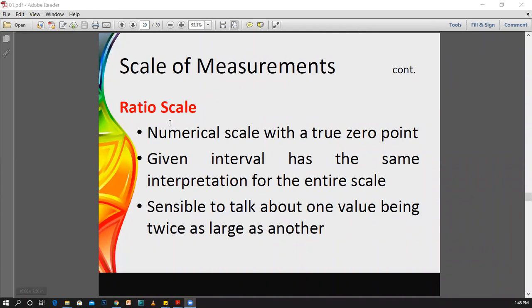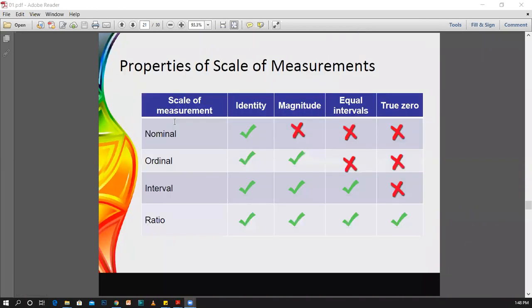If you go to the next one, it is just the properties of the scale of measurement. This is what we have discussed so far: the nominal scale of measurement, the ordinal scale of measurement, the interval scale of measurement, and the ratio scale of measurement. All four scales of measurement have identity.